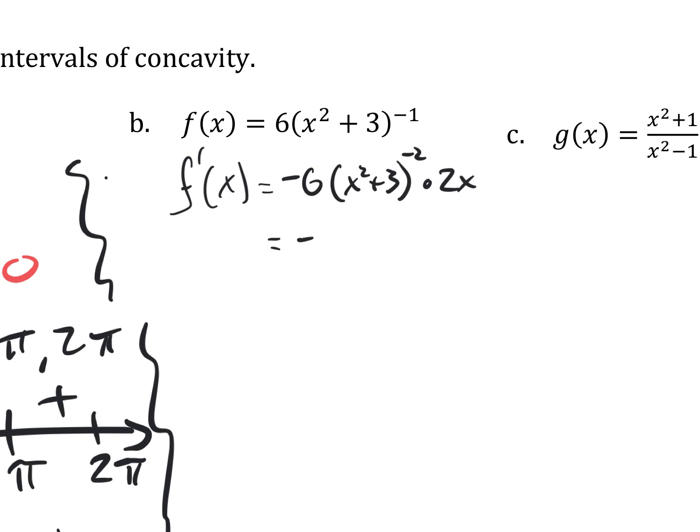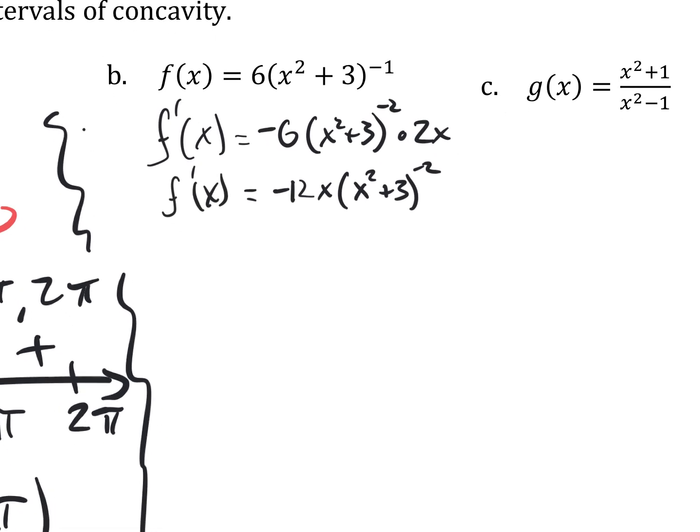Now I want to clean that up before we go any further. So let's multiply this negative 6 and 2x and get negative 12x times x squared plus 3 to the negative 2. I want to do that before you take the second derivative. So now we're ready to go ahead and take the second derivative with some product rule here. We could make this into a rational function and use a quotient rule. We could drop that down there. But it's kind of easiest to leave it up top, you'll see. So let's use a product rule.